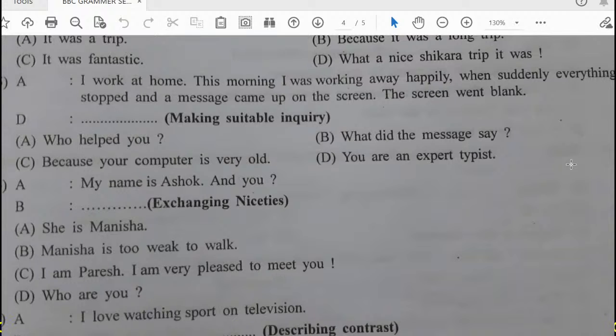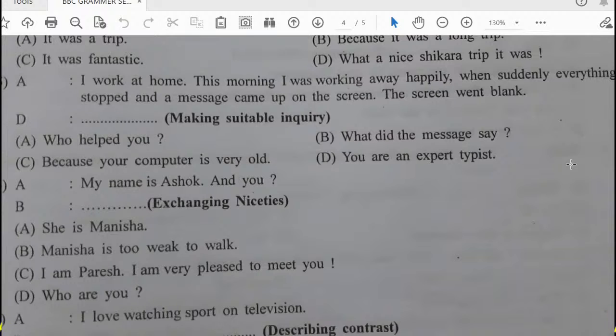In inquiry, we are always given questions in the form of a WH question word or an inversion question. So C and D are already rejected. We have the focus on the two options: who helped you? And B, what did the message say?